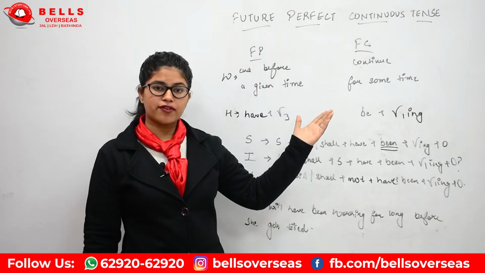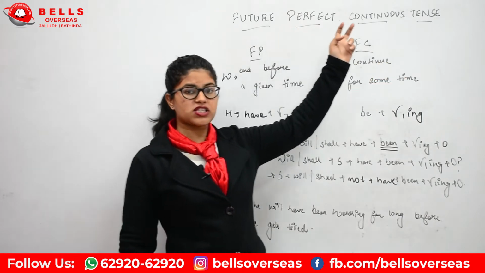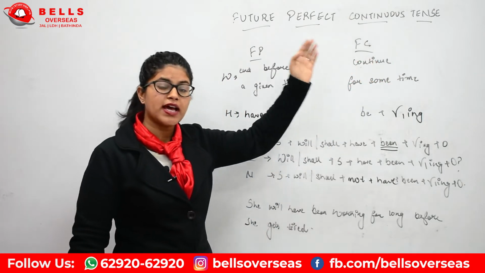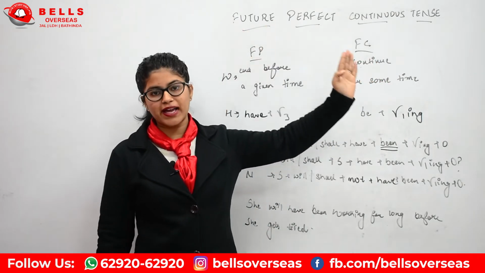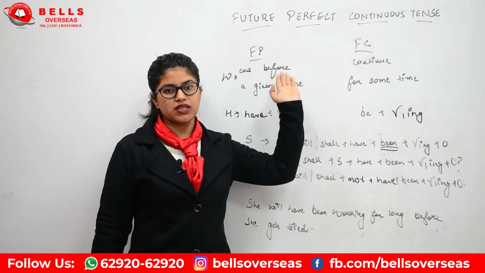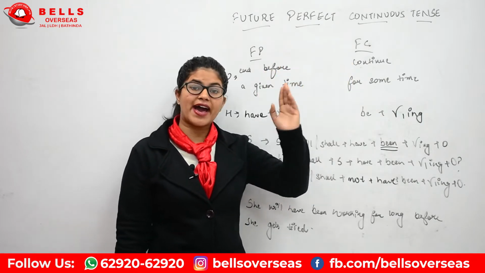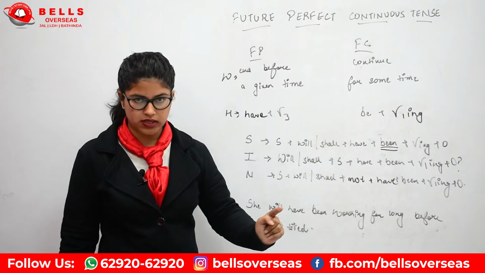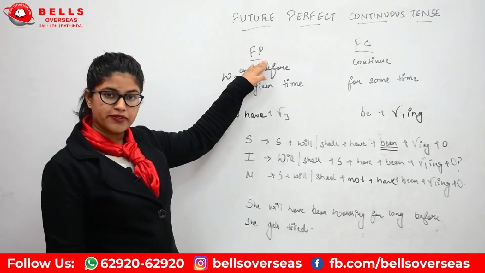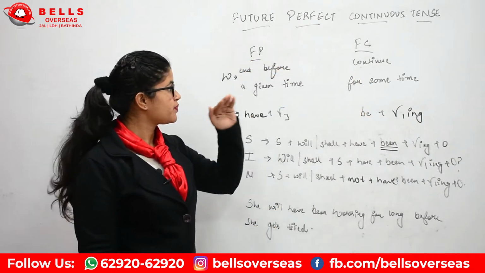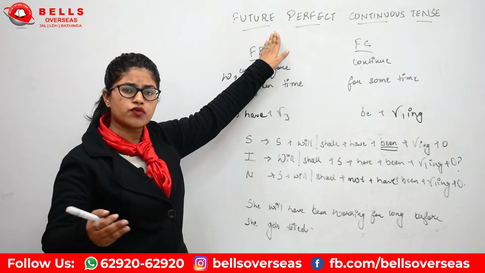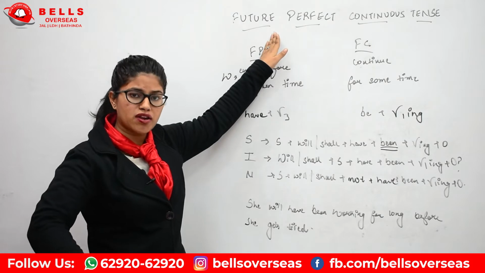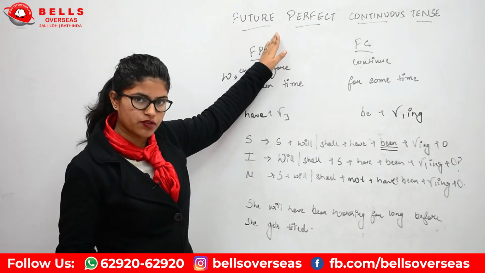Now, as it is clear from the name, we did future perfect tense, we did future continuous tense. Now this tense is a mixture of future perfect and future continuous. That means it is a mixture of two tenses, as we did in the past and present tense. It's a future tense, so it is very clear that it is used for those actions that will begin in future, that will take place in future.